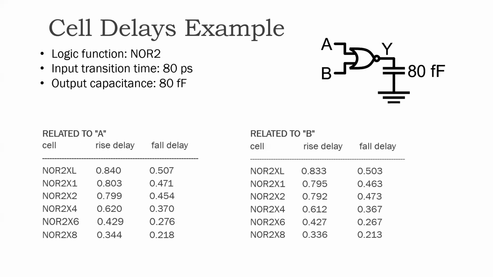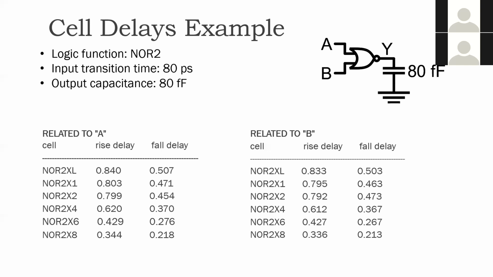Right? So for example, for the rise delay, if you take an X1, it is about 0.795 nanoseconds in the table on the right, and it falls to 0.33 nanoseconds. So it's a more than 0.4 nanosecond decrease in delay from input to output as the drive strength increases. Okay. And you can see that the rise and fall delays are different, and the delays from A to Y are different from the delays from B to Y.